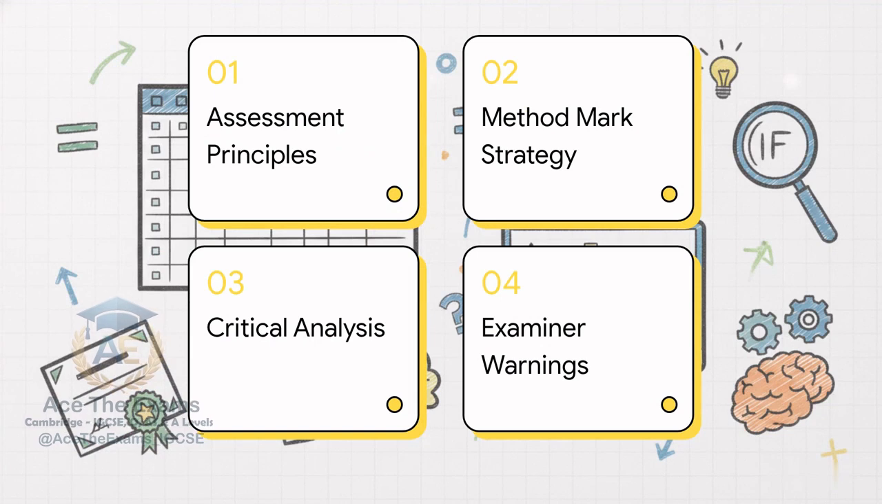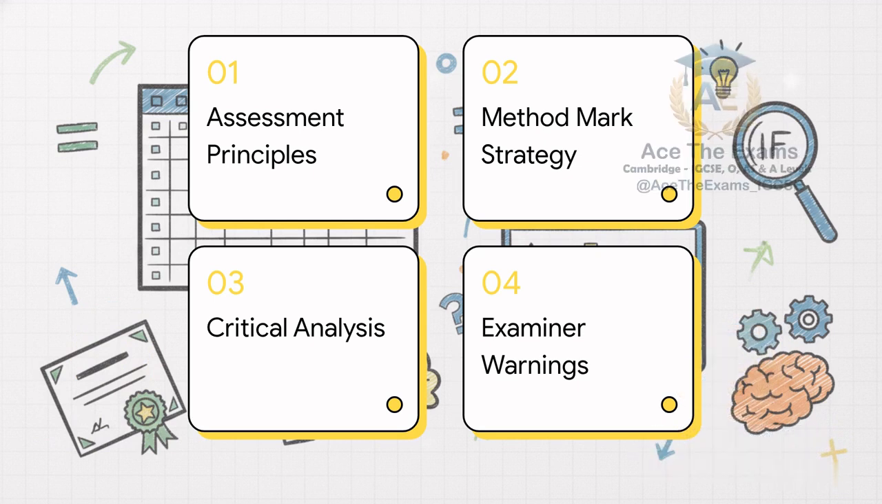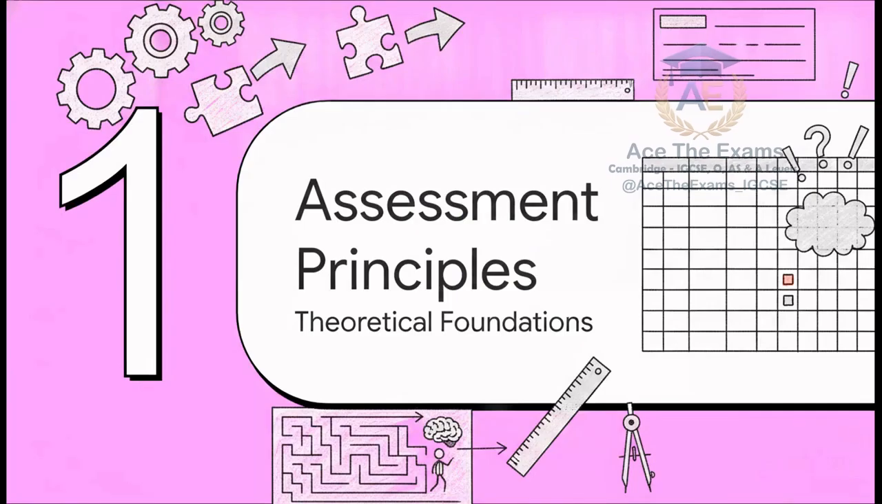To get you to that top grade, we have a very clear roadmap for today's explainer. First, assessment principles. Second, the method mark strategy. Third, critical analysis. And finally, number 4, examiner warnings. Let's get to it. Section 1, Assessment Principles, the Theoretical Foundations. Before you can win the game, you absolutely have to know the rules. Let's look at the underlying theory.